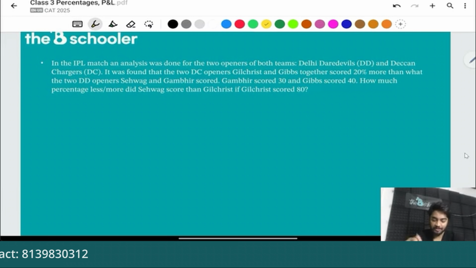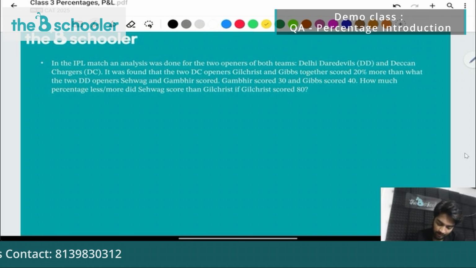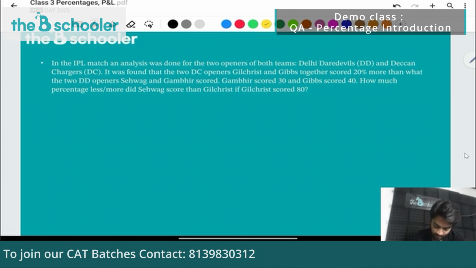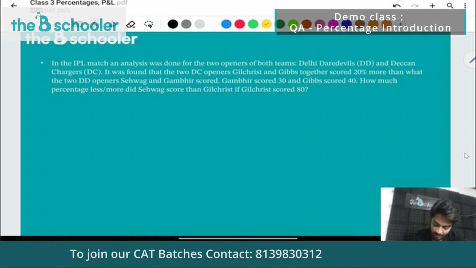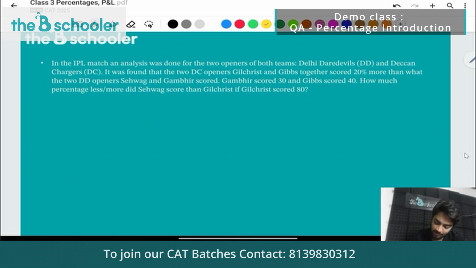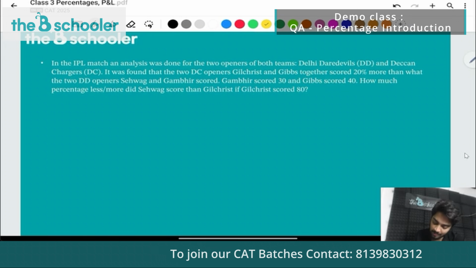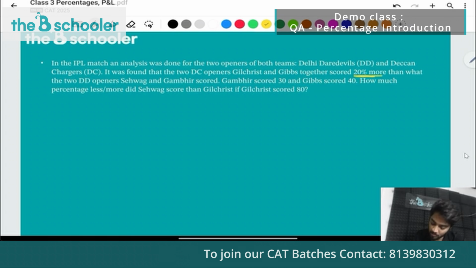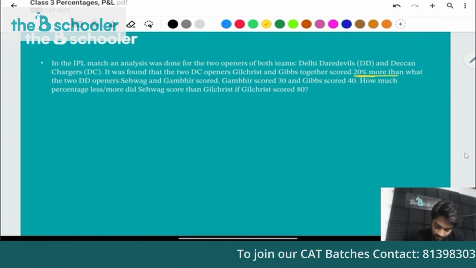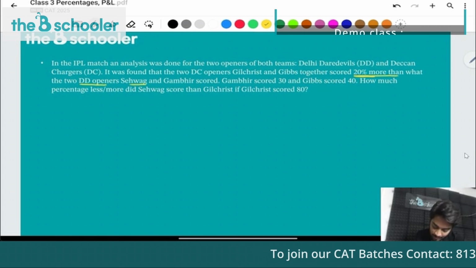Okay, so let's read this question. In the IPL match, an analysis was done for two openers of both the teams, Delhi Daredevils and Deccan Chargers. This sentence doesn't give me much information. Now the next sentence: it was found that two DC openers, that is Gilchrist and Gibbs, together scored 20% more than the two DD openers Sehwag and Gambhir.